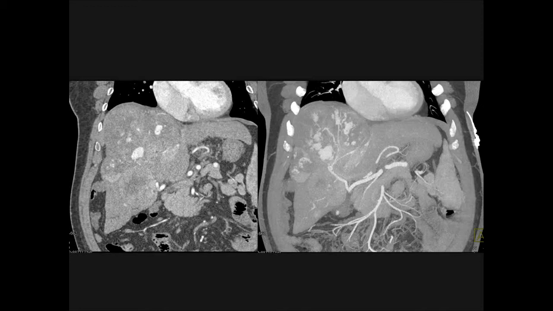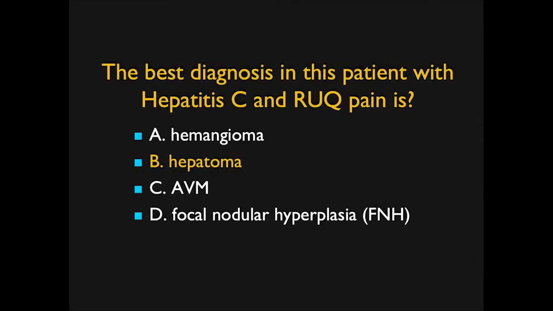This is not the appearance of FNH. This is not a hemangioma. Hemangiomas have peripheral puddling. AV malformations are usually small, or if they're large, you see the AV shunt, but not multiple vascular lesions like this within a very large mass.